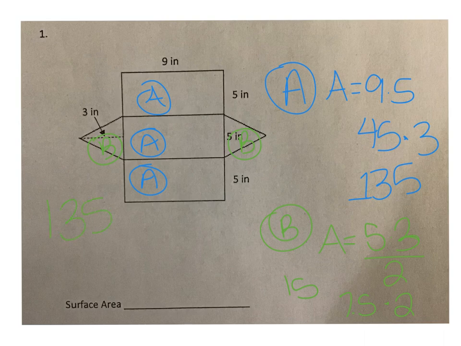So 135 plus 15 gives us 150. So our final answer is 150 inches squared. So if you missed this one, go ahead and do number 2 on the back and then check the key. If you missed number 2, go ahead and keep watching.